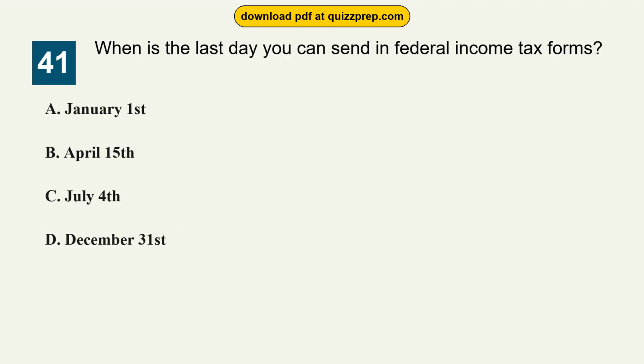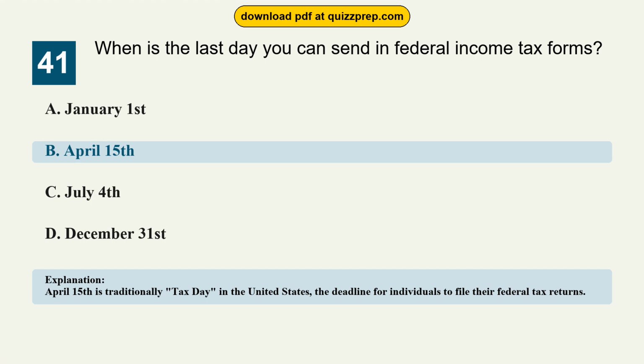Question 41. When is the last day you can send in federal income tax forms? Option A, January 1st. Option B, April 15th. Option C, July 4th. Option D, December 31st. The correct answer is option B, April 15th. April 15th is traditionally tax day in the United States, the deadline for individuals to file their federal tax returns.